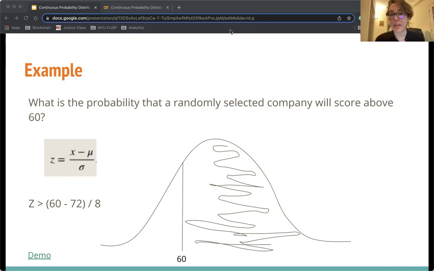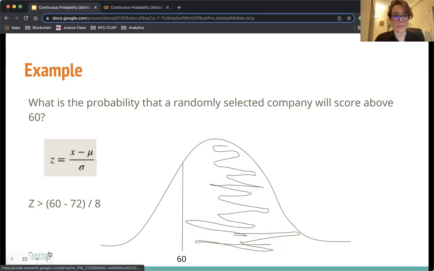But since we're using the area above this value, we can still use the positive table, and we'll find the area under the curve to be 0.9332, or the probability that a randomly selected company will score above 60 on their ESG score. And let's move into Python to calculate the z-score of that other example as well.